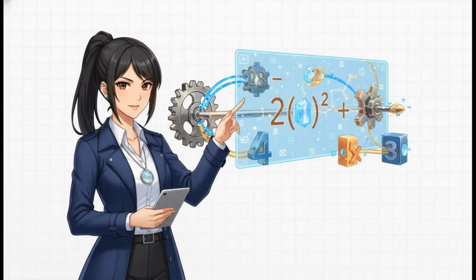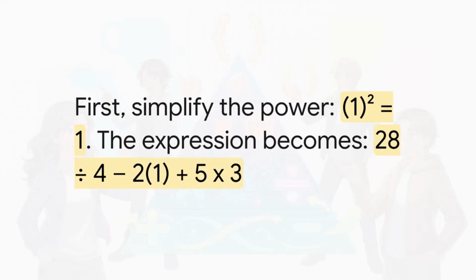All right, here's our challenge. Yeah, it looks like a bit of a mess. But trust me, if we just follow the procedure, we can untangle this no problem. Let's do it one step at a time. Okay, step 1, grouping symbols. We see parentheses around that 1, but there's no operation inside them.